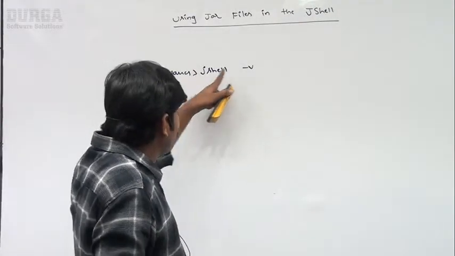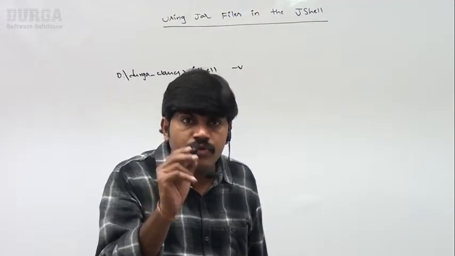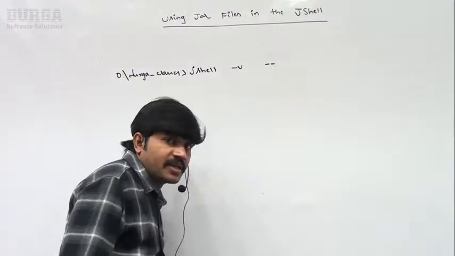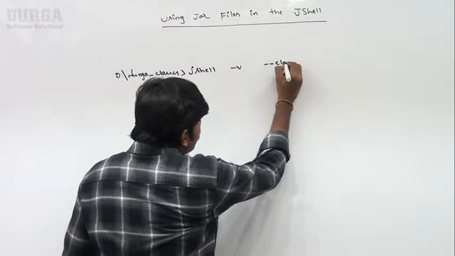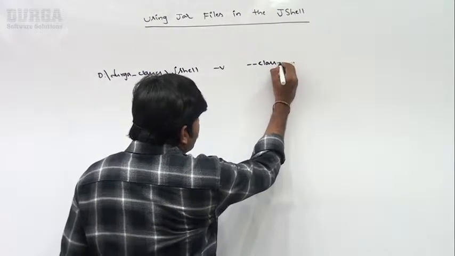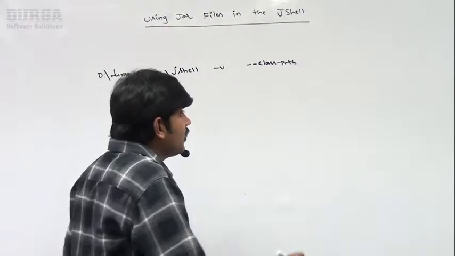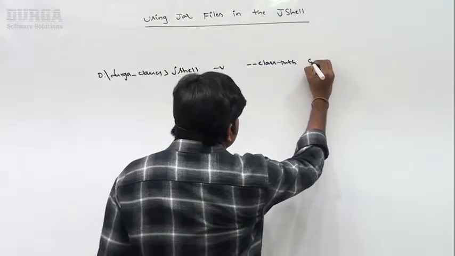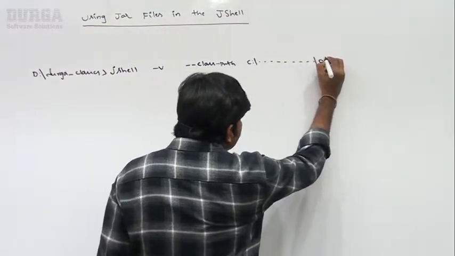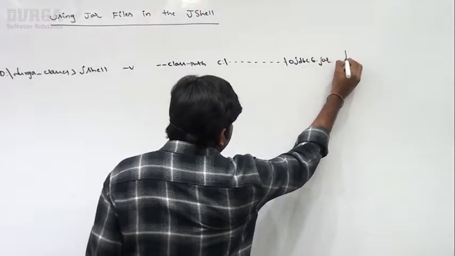Next, while starting this JShell, can you please make a jar file available? How can you set it? Please observe this carefully: --class-path. Next, what is the location? Maybe C colon Program Files somewhere, where ojdbc6.jar is there. That's all.